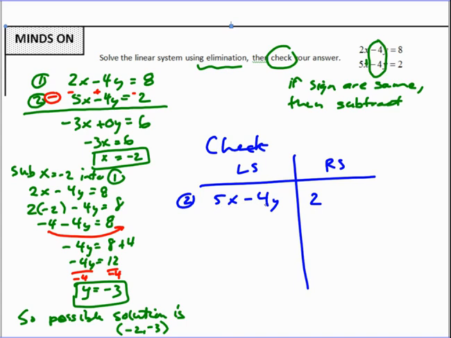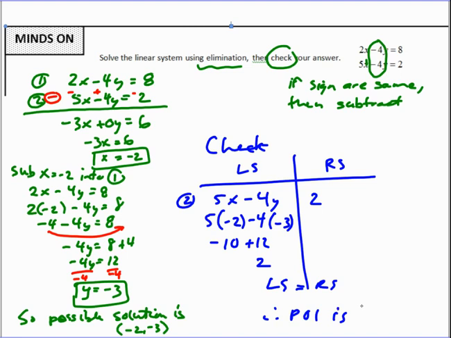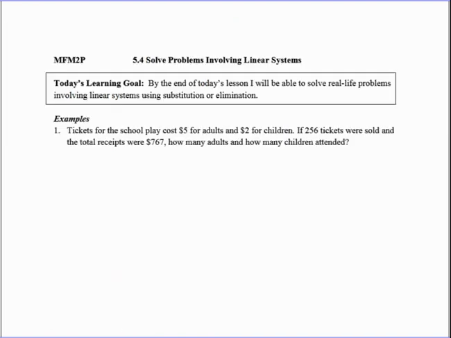All right, so 5x minus 4y equals 2. So 5 times what we think x is going to be, negative 2, minus 4 times what we think y will be, negative 3. So negative 10 plus 12 is the difference of 2. Left side equals right side. So therefore, now we can clearly say that the point of intersection is negative 2, negative 3. So it's worthwhile to check these sometimes, and it's a good tool moving forward in math to know how to check your answers. So let's move on now to the actual lesson. Really, we're just summarizing what we've already learned in the whole unit in order to solve more complex problems.